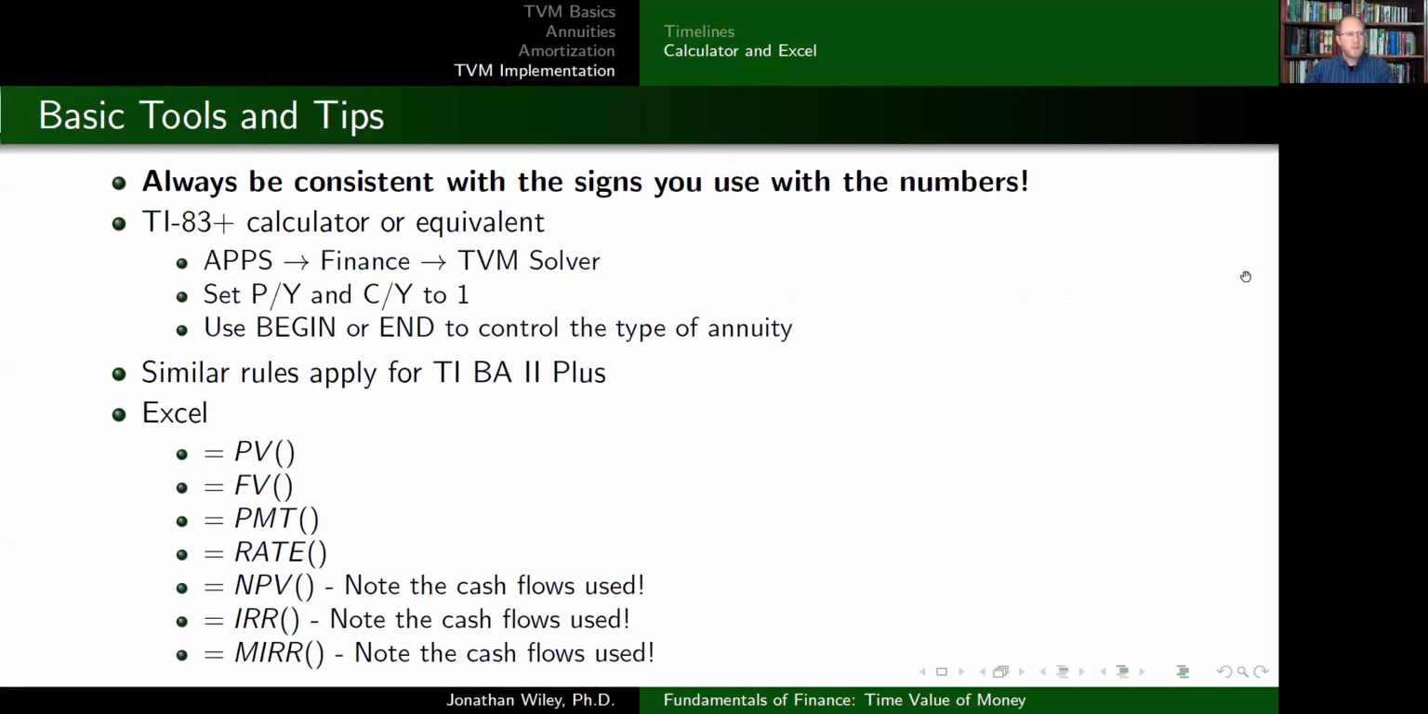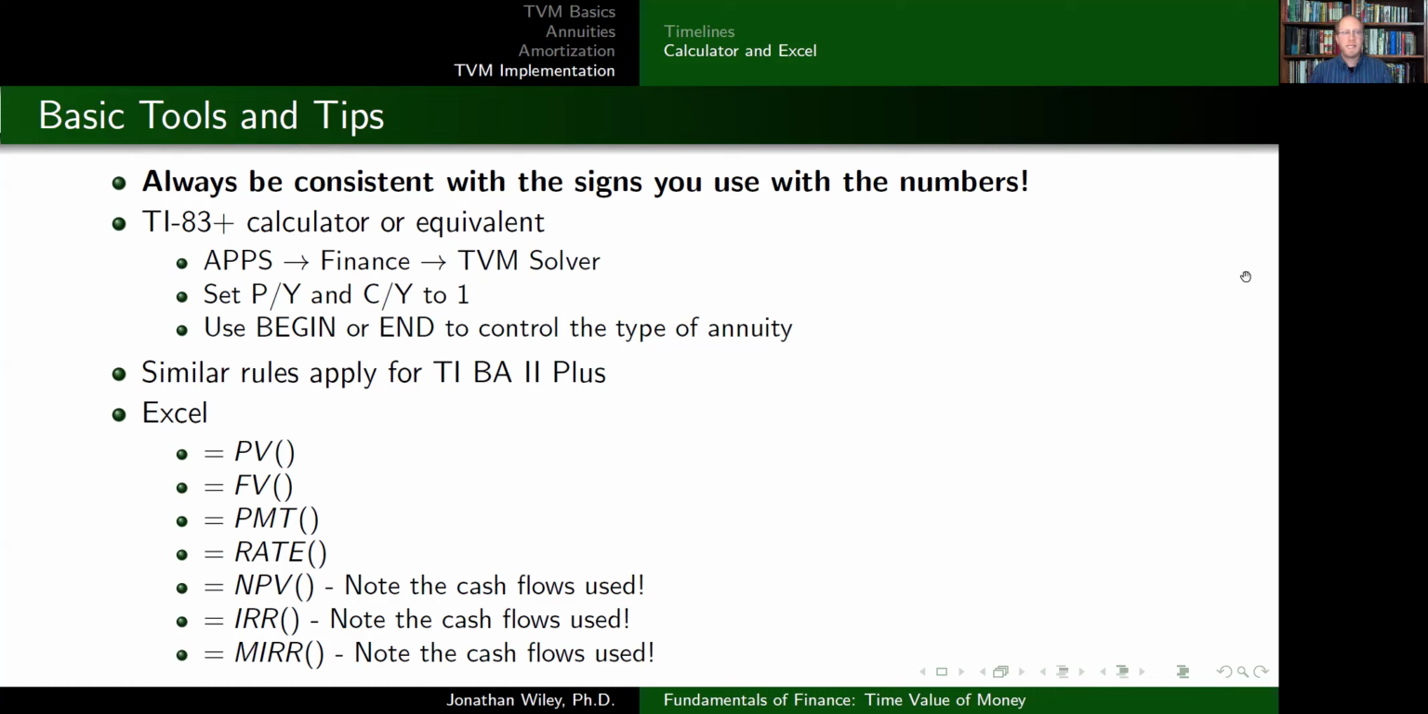All right, now a few little notes as far as using a calculator. If you're using a TI-83 Plus calculator or equivalent, it does have the ability to do time value of money calculations. You can go to Apps, then Finance, and then TVM Solver to do that. You could set the P/Y and C/Y to 1, and then just leave them alone after that.